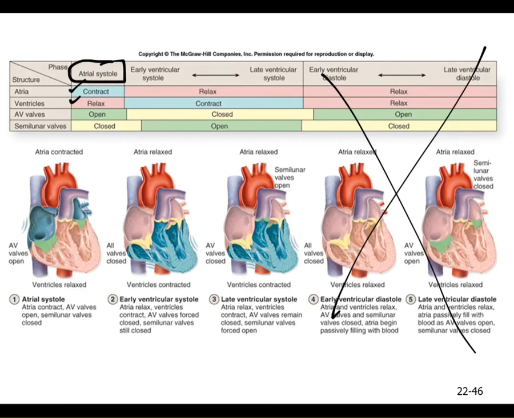And what must be open for that to happen? What valve must be pushed open when the atria are squeezing so the blood can go down to the ventricles? And you're all saying the AV valves, right? Left and right, AV valves, or the mitral, or the bicuspid, tricuspid, whatever. But these are all the AV valves and their associated names. Can you picture it? What valves would be closed?